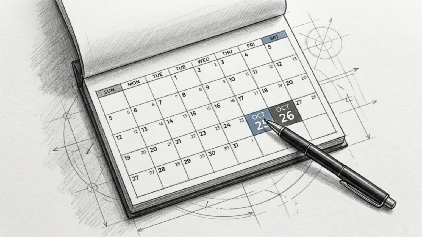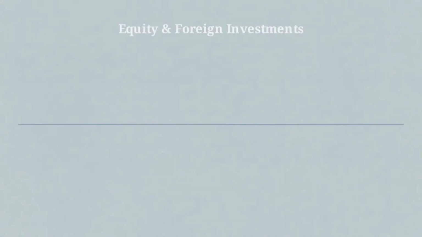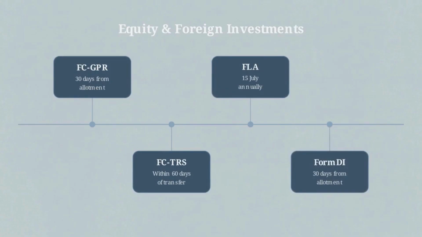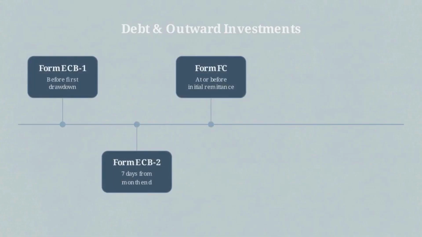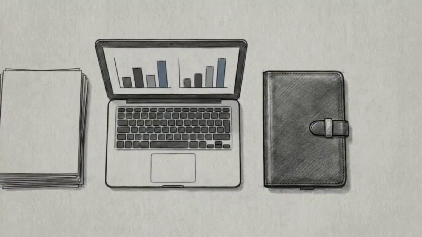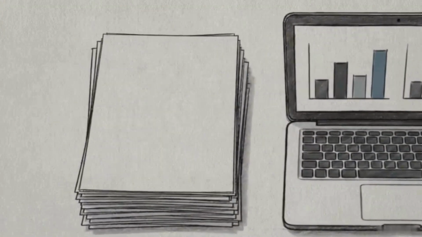Finally, micromodule F12.4 addresses the operational imperative of the filing timeline. Professional discipline requires you to map out every single reporting obligation before any capital changes hands. This horizontal timeline maps primary equity and foreign investments, charting deadlines for forms like FCGPR, FCTRS, FLA, and Form DI. The same applies to debt and outward investments, tracking Form ECB1, ECB2, Form FC, the Annual Performance Report, and Form OPI. Building this integrated calendar translates abstract regulatory deadlines into a concrete, actionable roadmap for the client and their authorized dealer bank.